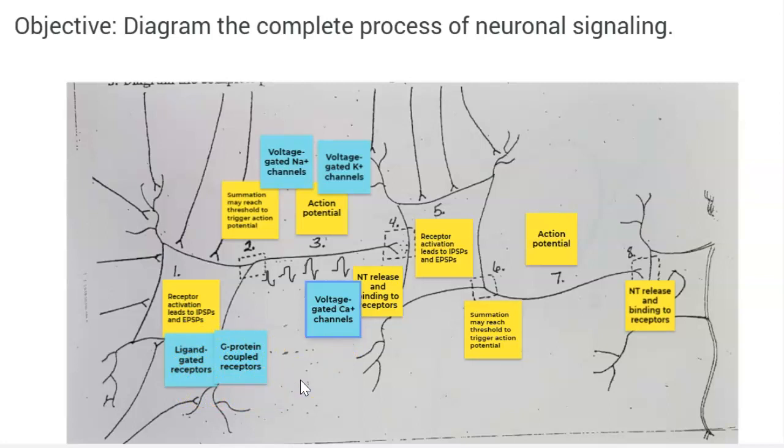So practice this. Make sure you understand all the little mini components that we have already talked about as well. But this is a good overall big picture view to help you see how it is affecting neuronal signaling.